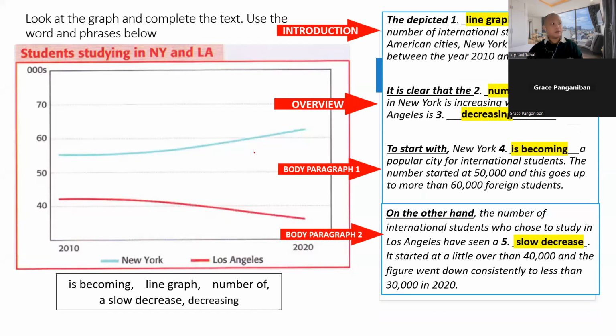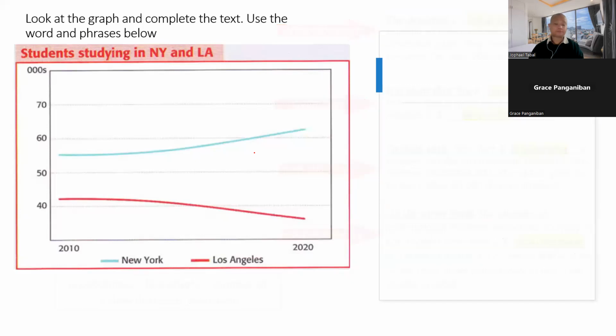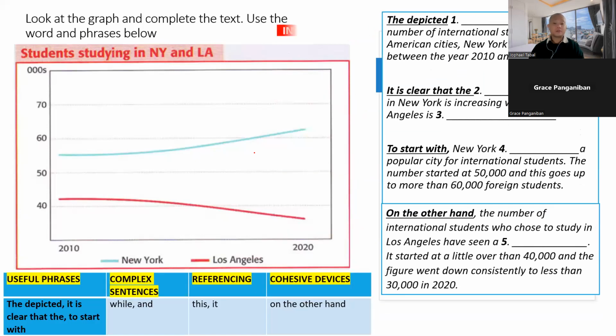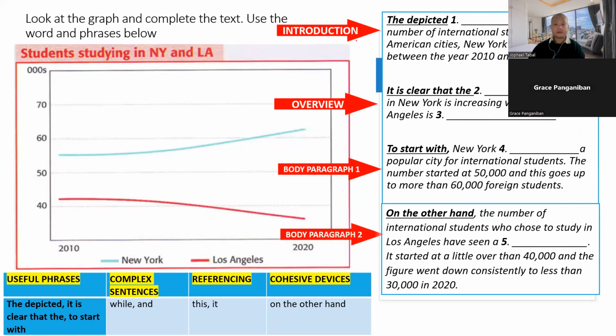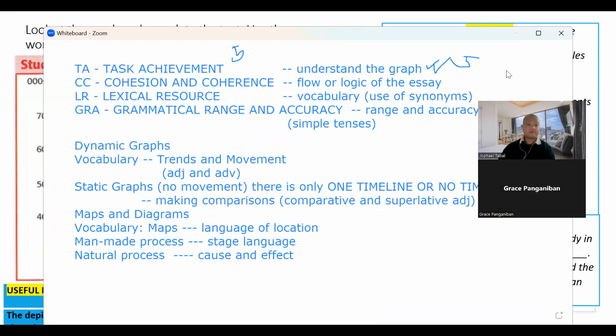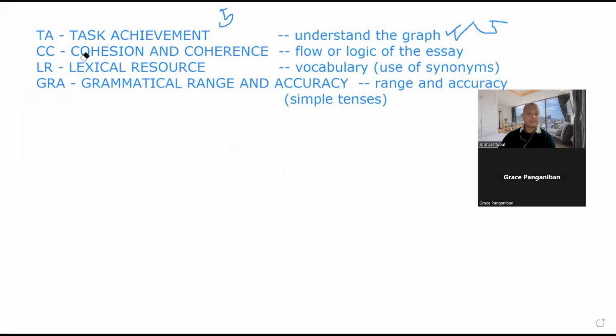So that means they don't have enough vocab. What they need to do is simply fill in the gaps and follow and imitate. And we also follow the same structure. We have here introduction, overview, body paragraph 1, body paragraph 2. Now in all of my curriculum and in the course books that I have designed, I have maintained the structure for writing task 1.